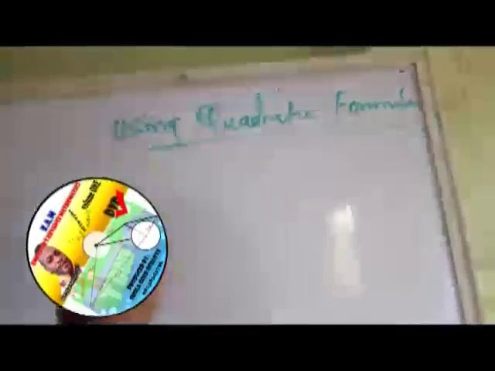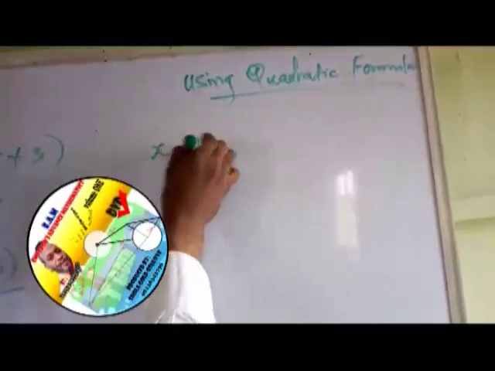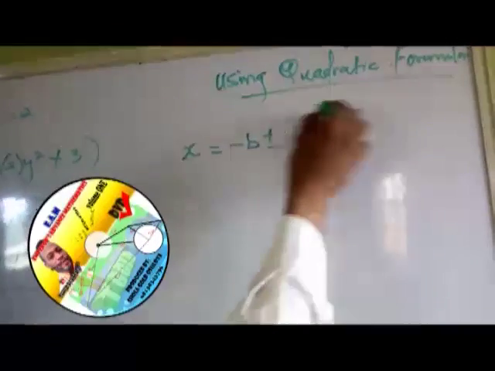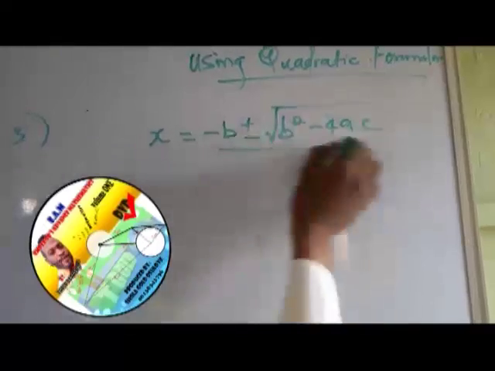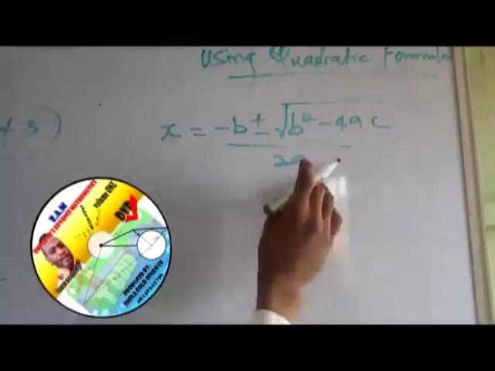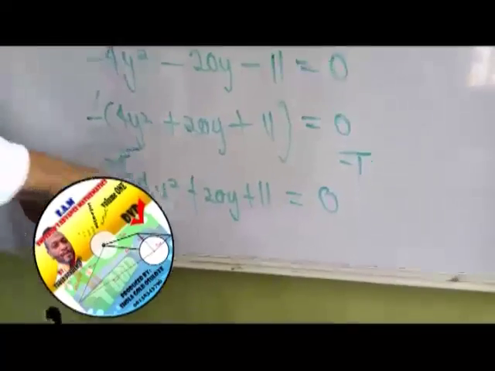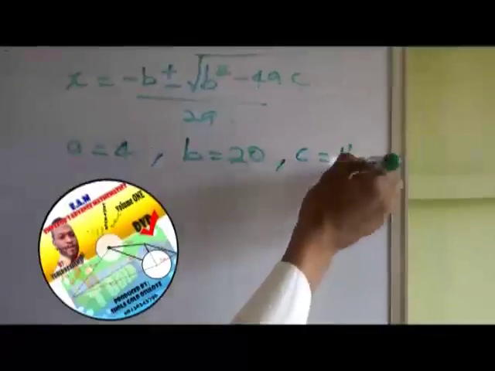The formula is x equal to minus b plus or minus square root of b squared minus 4ac, over 2a. So I'm going to have a equal to the first value there, which is the coefficient of y squared. That will be 4. A is 4. And b is the coefficient of y. That will be 20. So b equal to 20. And c is 11.